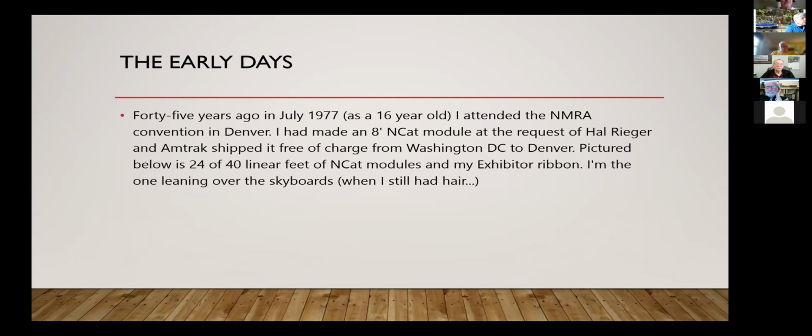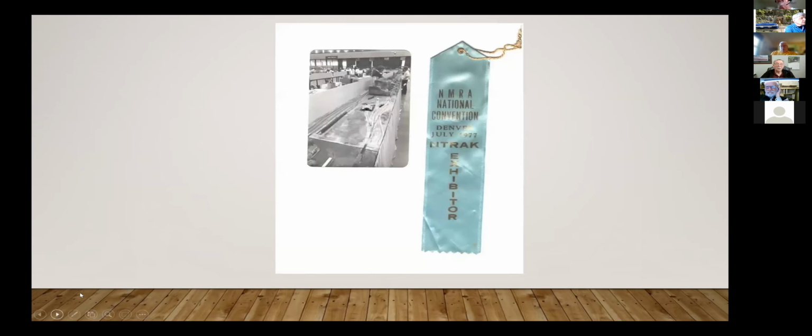Hal Rieger back then was the keeper of the whole NCAT standard. The interesting thing was that Amtrak back then was shipping modules, as long as they were in a crate, free of charge to the national conventions. On my next slide, that's me as a 16-year-old in the upper left-hand corner, and I also have my N-TRAK exhibitor badge. So it was a pretty neat experience. I've been doing it for quite a while.